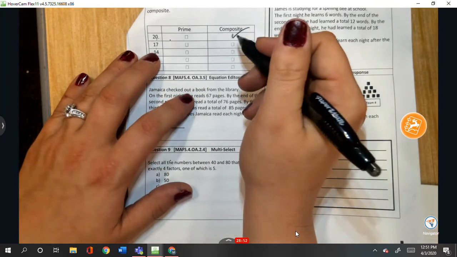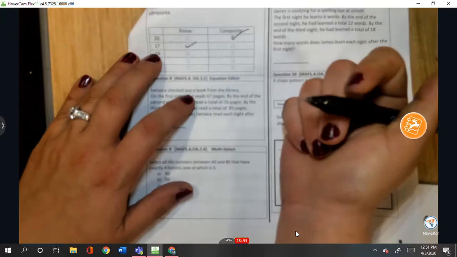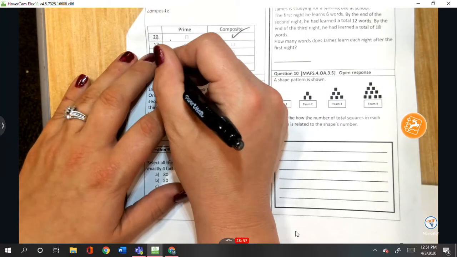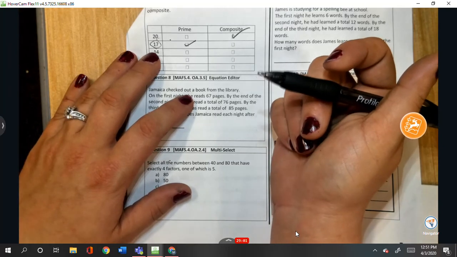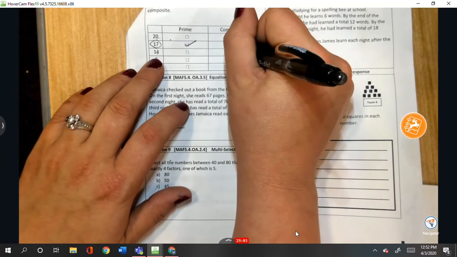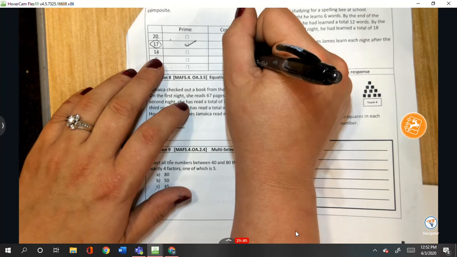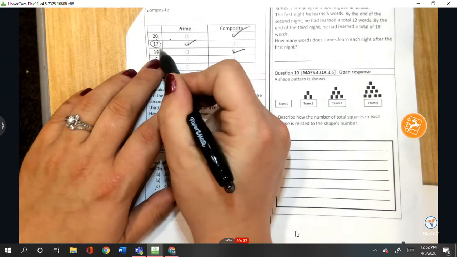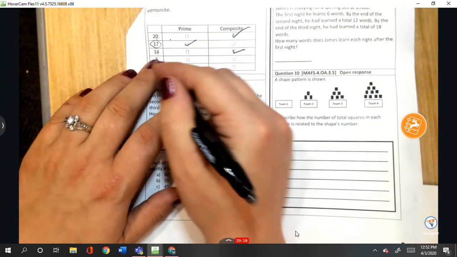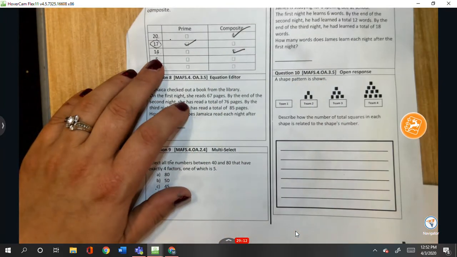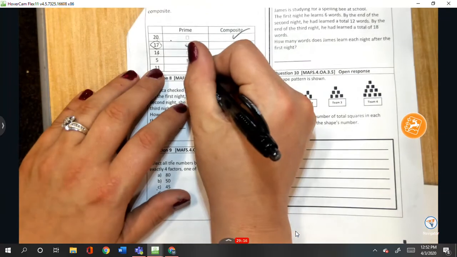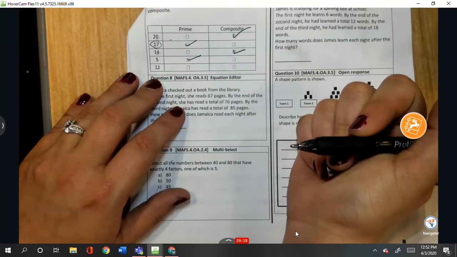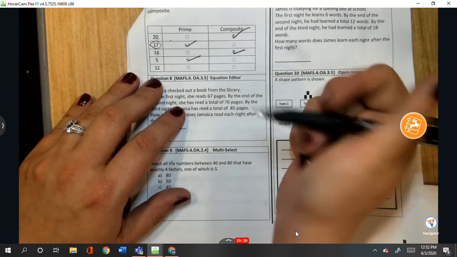What about 17? 17 is prime because it only has one factor pair. The only way to get 17 as a product is to multiply 17 times 1. 14 is what? Composite, because 14 has more than one factor pair: 1 times 14 and 2 times 7. 5 is prime. 11 is what? Prime.